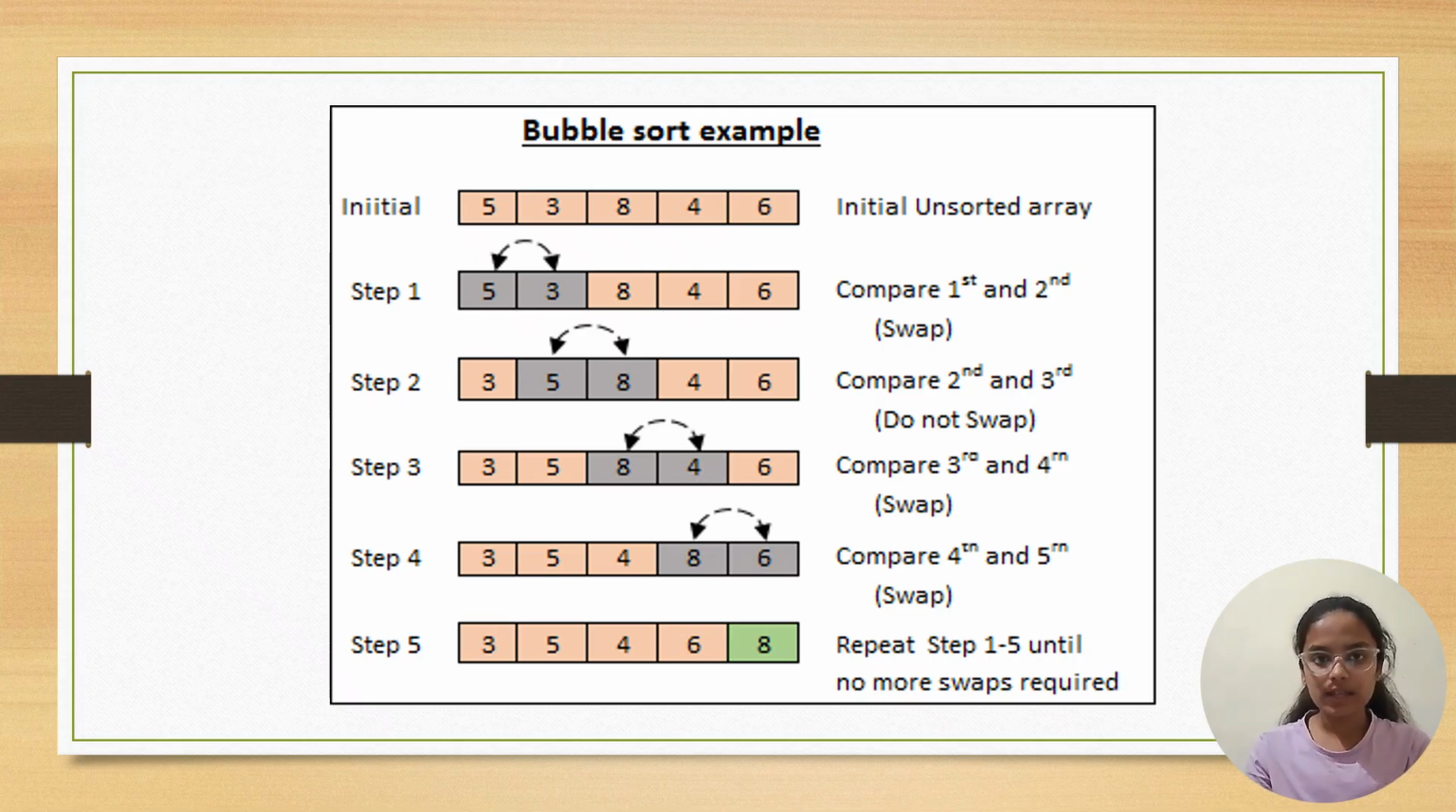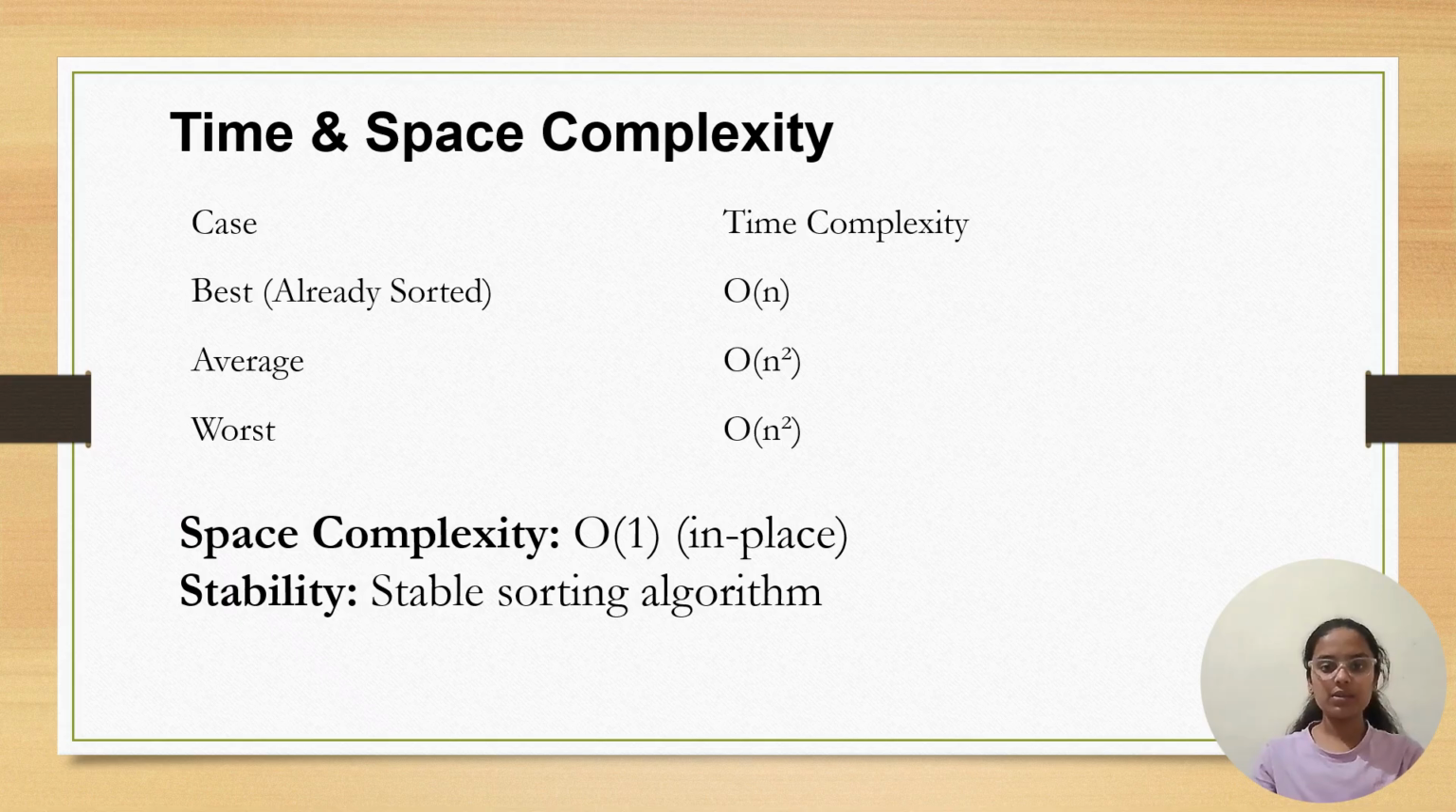Coming to the next slide, we have the time and space complexities of bubble sort. The best case, which means an already sorted array, has time complexity of big O of n, the average case time complexity is big O of n square, and the worst case is also big O of n square. The space complexity is big O of 1. Bubble sort is a stable sorting algorithm.